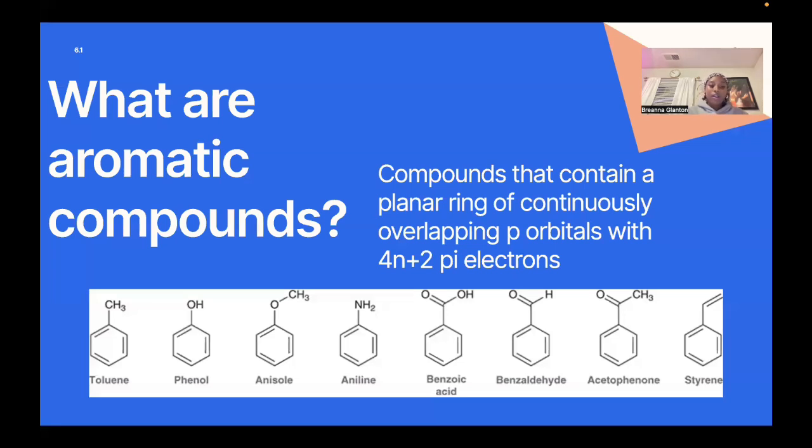So to start off, since the first topic deals with aromatic compounds, we have to discuss what aromatic compounds are. Aromatic compounds are compounds that contain a planar ring of continuously overlapping p orbitals with 4n plus 2 pi electrons. And as you see right here, I have a little list of some aromatic compounds. You see that they are all planar, they are all in a ring, they have overlapping p orbitals, and they follow Huckel's rule, which is this 4n plus 2 pi electrons. Some notable ones would be benzoic acid, benzaldehyde.